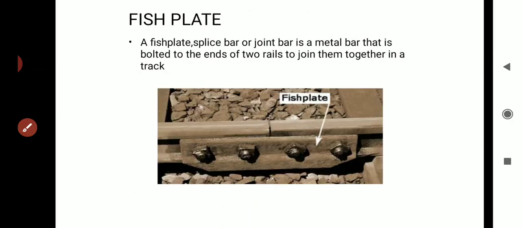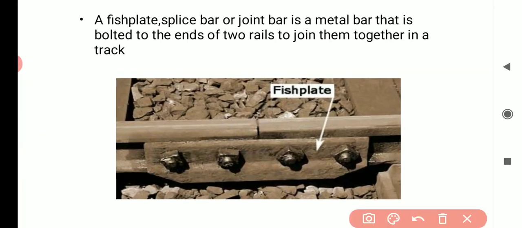So first one is the faceplate. A faceplate, or we can say splice bar or joint bar, is a metal bar that is bolted to the ends of two rails to join them together in a track. Here you can see this is one rail and this is another rail, and this is the faceplate. Here you can see this plate.